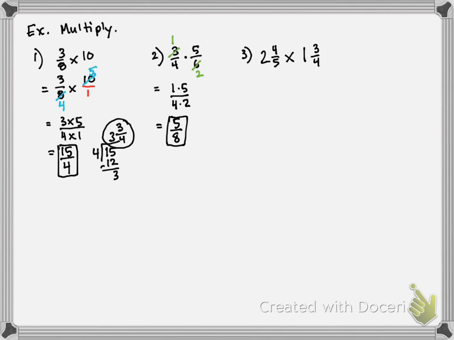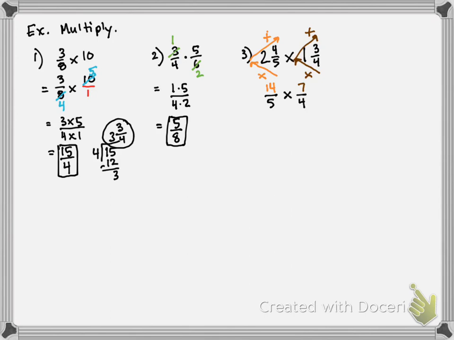So first things first, I must have two fractions. So I'm going to go ahead and convert these mixed numbers into improper fractions. So I multiply, 5 times 2 is 10, and I add the numerator 4. So 10 plus 4 is 14. So I get 14, and the denominator stays 5. And then I'm going to multiply 4 times 1 is 4, plus 3 is 7. So I'm going to get 7 fourths.